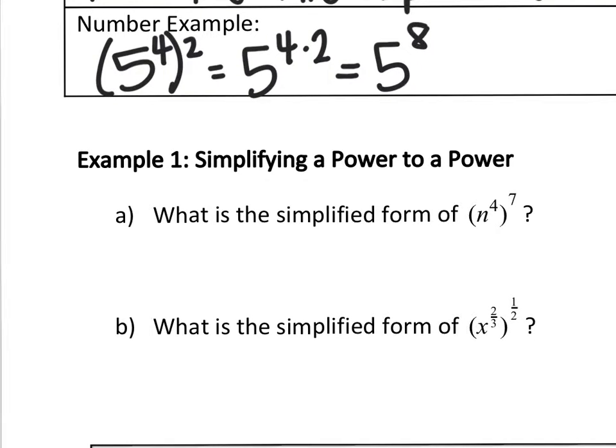Example 1, we're going to simplify that. That is a power of a power, so we're going to multiply the exponents. And we get 4 times 7 is going to be our new exponent, so it's going to be n to the 28th power.